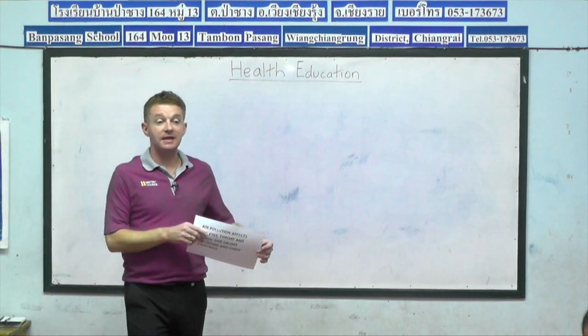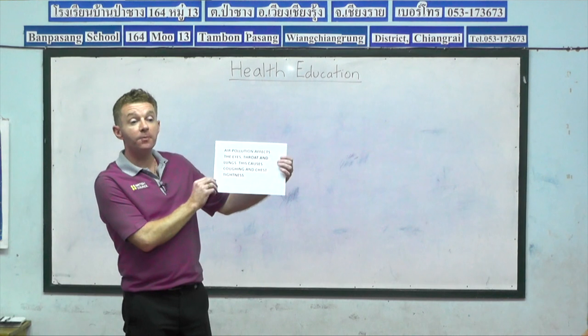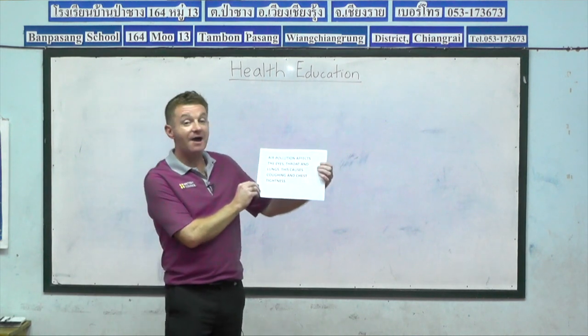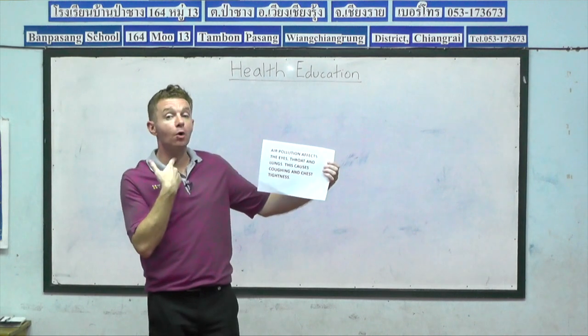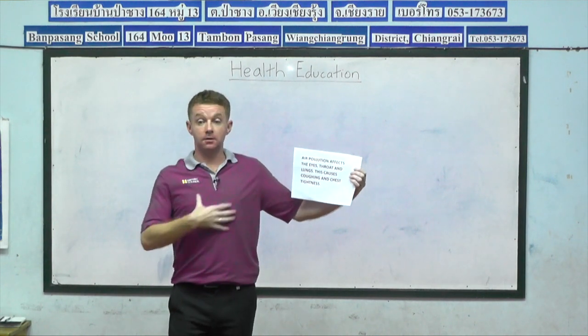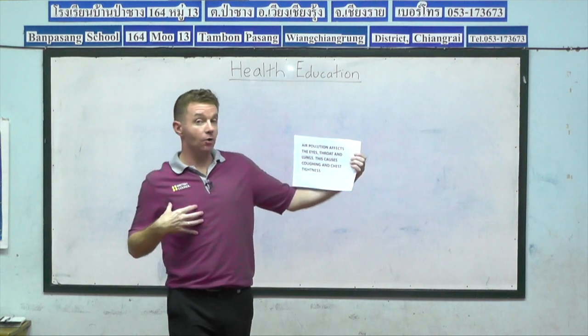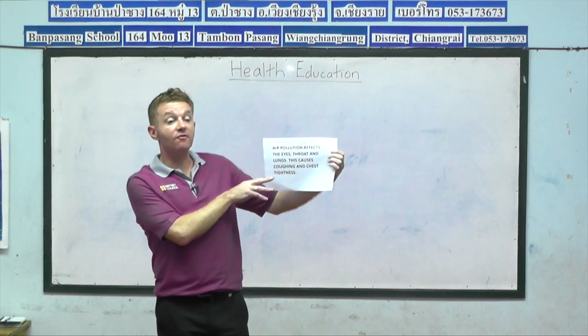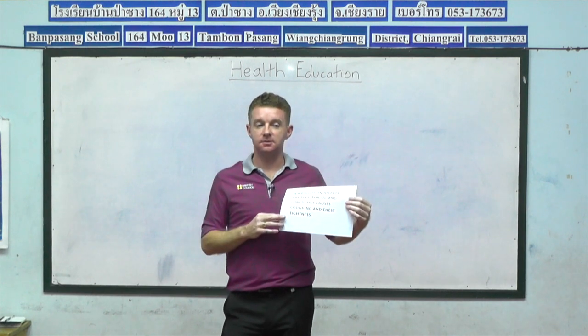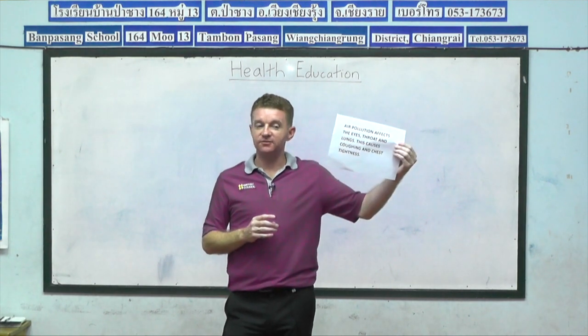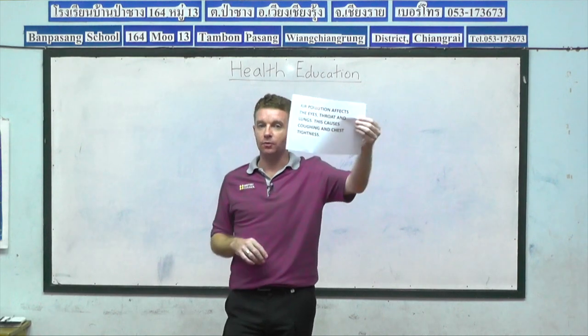Okay, guys, so sentence number one, air pollution affects the eyes, the throat, and lungs. This causes coughing and chest tightness. Okay, so if you have this sentence, you need to put it together with the correct words.